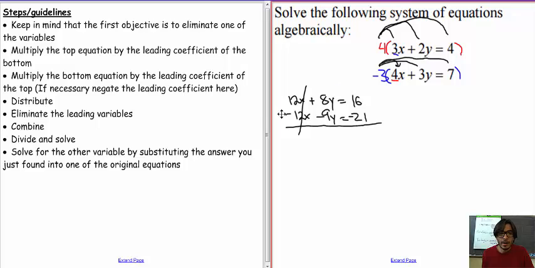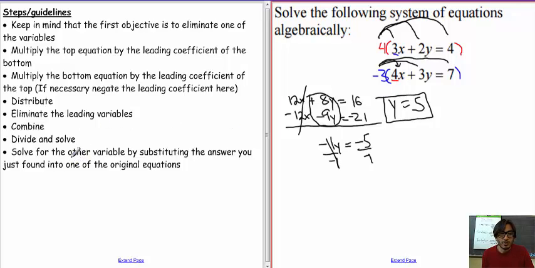So now we gotta combine. So 8y take away 9y is negative 1y, bring down our equal sign. 16 take away 21 is negative 5. So we're just going to divide and solve now. Divide both sides by negative 1. And we will get y is equal to positive 5, because negative divided by a negative is positive. So y is equal to 5.